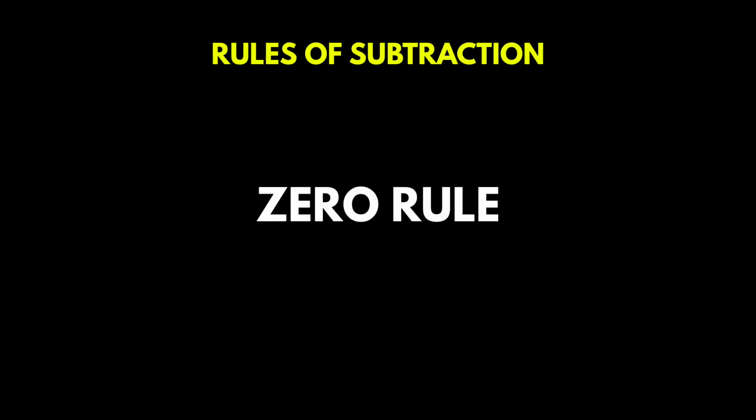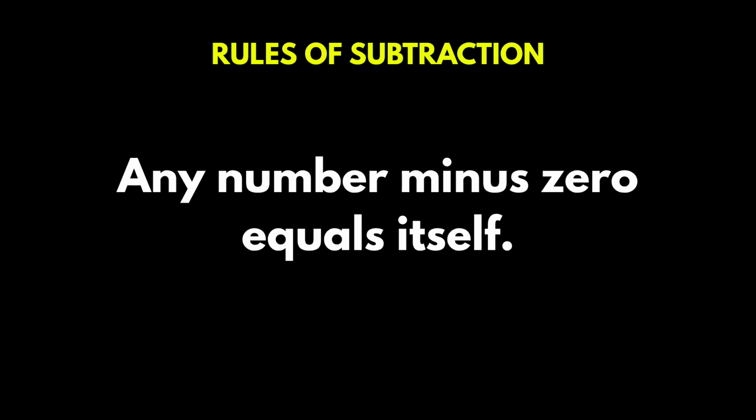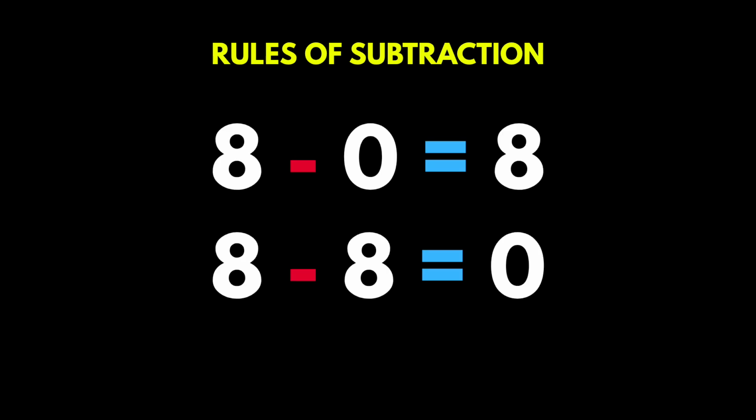One rule subtraction shares with addition is the 0 rule. Any number minus 0 equals itself. And any number minus itself equals 0. 8 minus 0 is 8. 8 minus 8 is 0. Simple, but useful. All right, this is the big one. Borrowing, also called regrouping, is a step that most students either rush through or never fully understand. We are going to slow it all the way down.